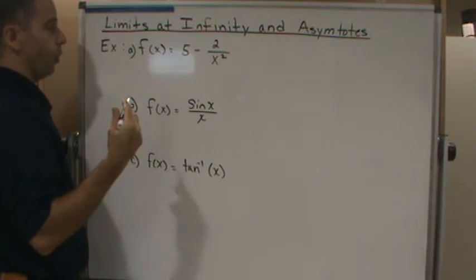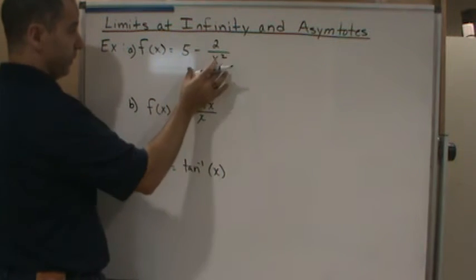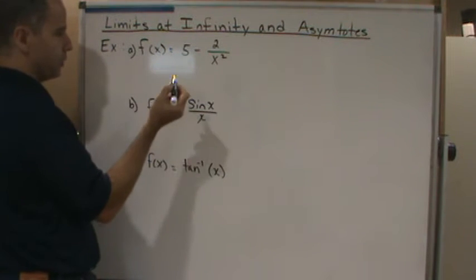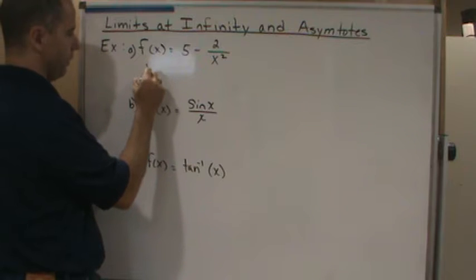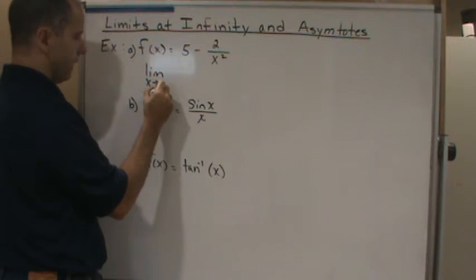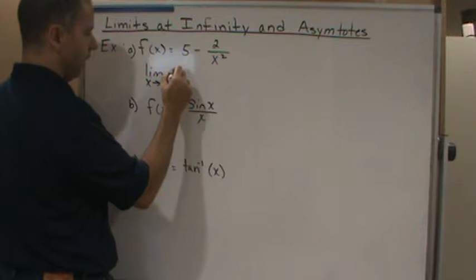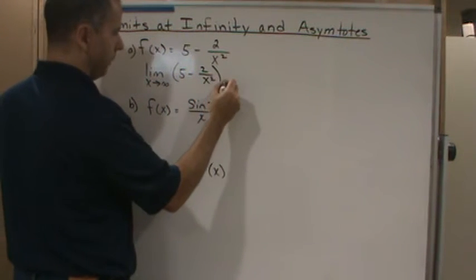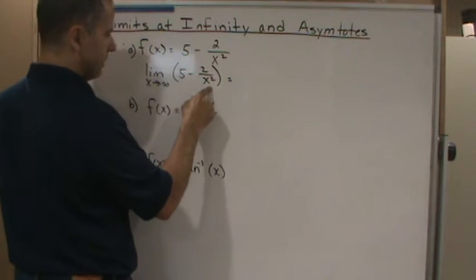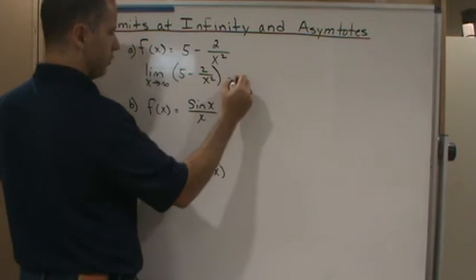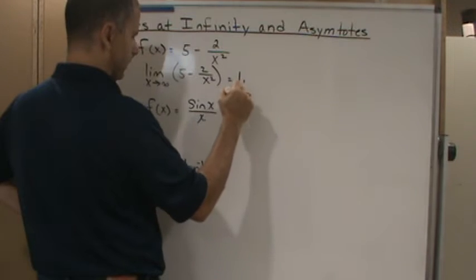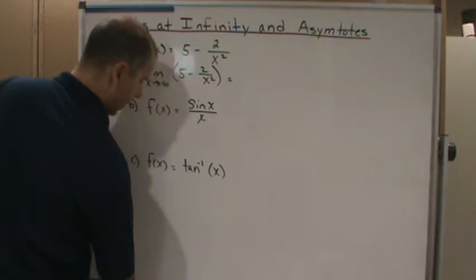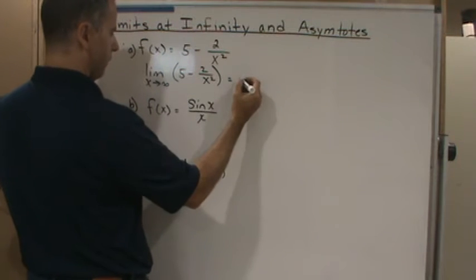And so what we're going to do is use the limit laws. So we're going to take the limit as x approaches positive infinity of 5 minus 2 over x squared, which equals, well, this is a constant, this is a function, so we can distribute. The limit of 5 is just 5, right? It's a constant, so we can use the constant law.